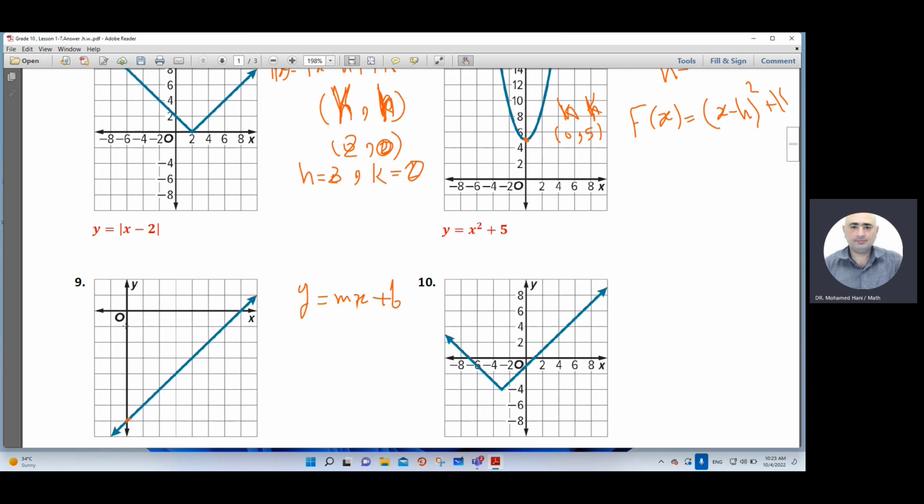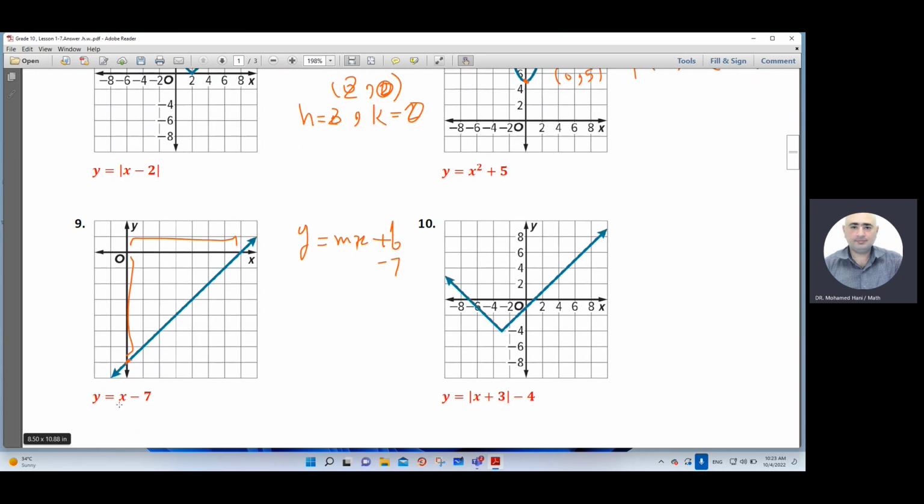You can count here: -1, -2, -3, -4, -5, -6, -7. And who can tell me the slope? This distance here equals the distance here, meaning the slope equals 1, because the slope is rise over run. So the slope equals 1. So it means 1x minus 7. 1x minus 7.